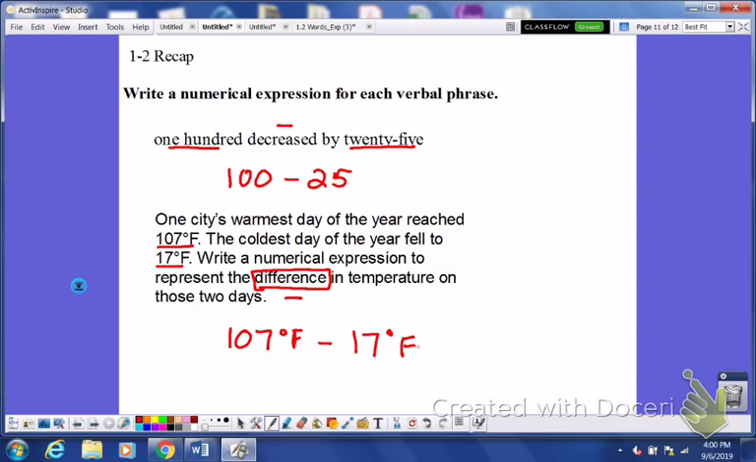Make sure you're checking directions. Sometimes we will ask you to write the expression and then solve, so you would have two answers. But most of the time, we just want the expression at this point.